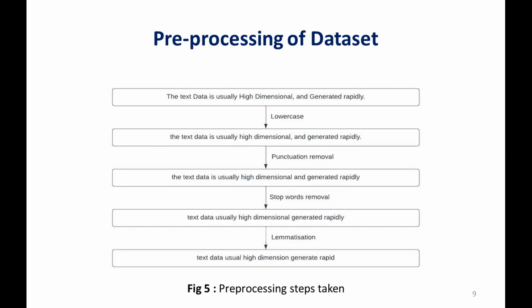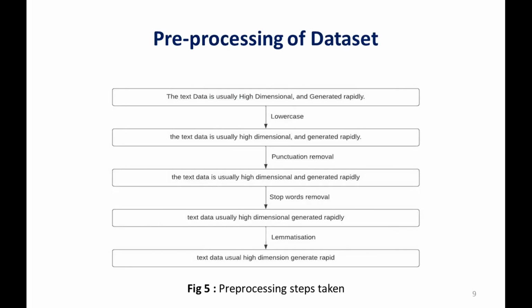Then I removed the stop words. Stop words are just words which occur repeatedly in any of the documents, so the, is, and are sort of stop words. They are removed. After that, we performed lemmatization of the text. Lemmatization essentially reduces the word to its root form, so dimensional becomes dimension, and rapidly becomes rapid.